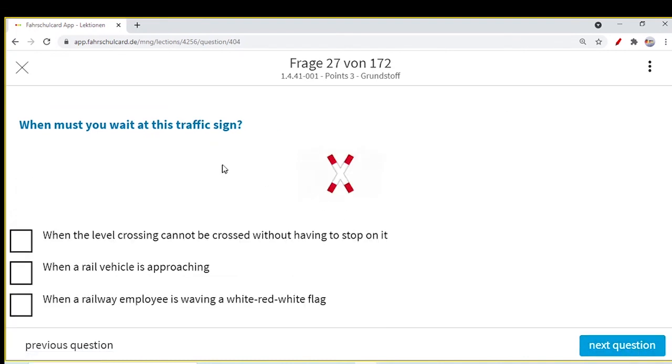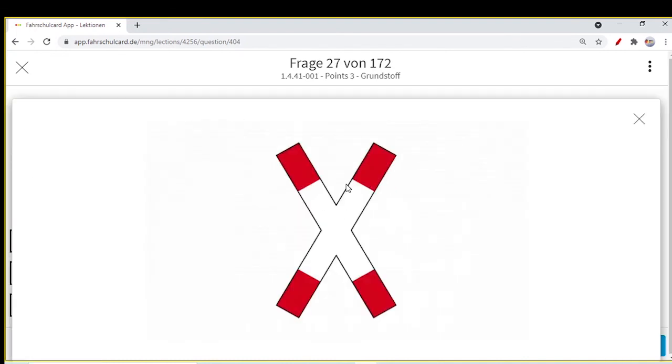What must you wait at this traffic sign? So this traffic sign you normally see just in front of a railway crossing or level crossing. It is known as a St. Andrew's cross. Just remember the name as well. It's St. Andrew's cross. So whenever you see this sign, it's in front of a railway crossing.